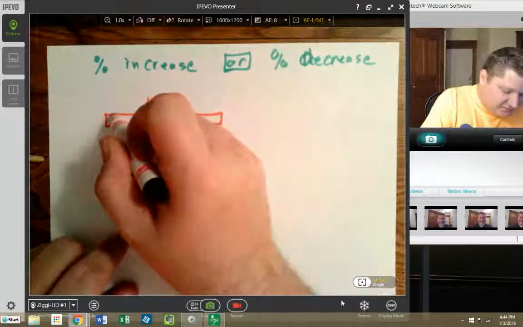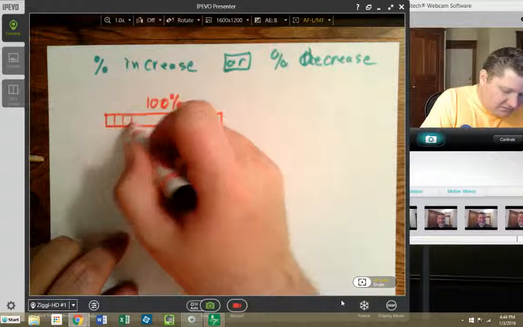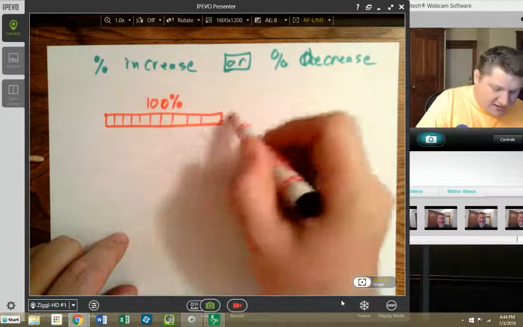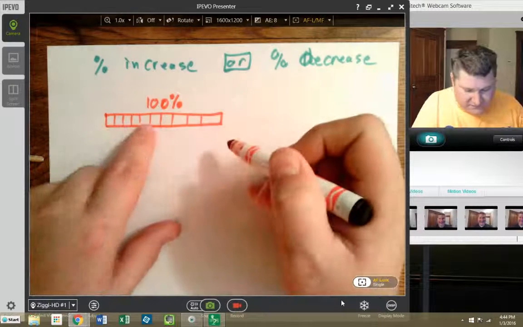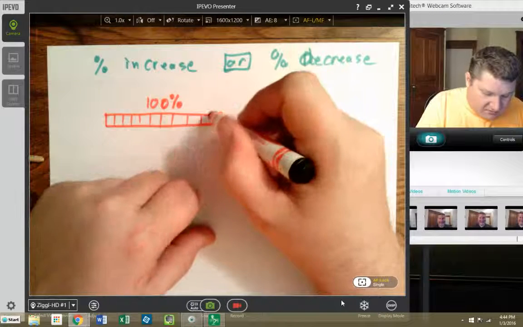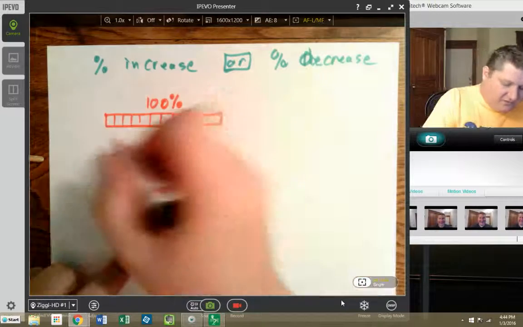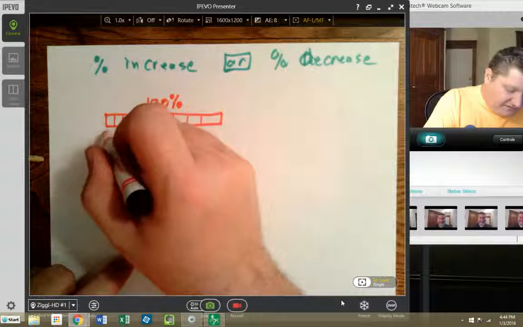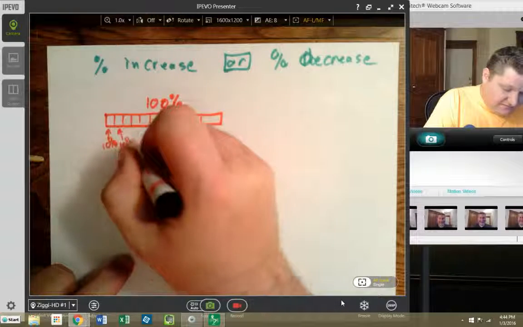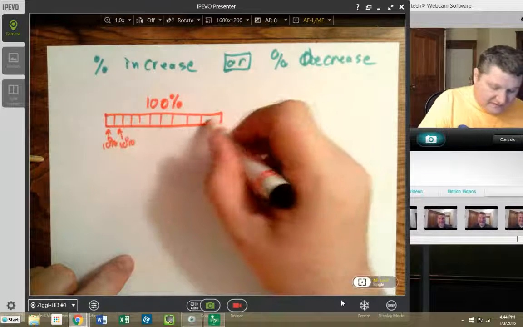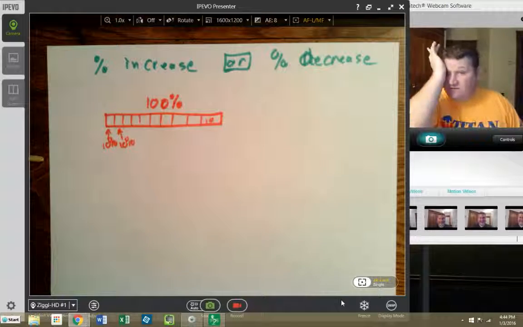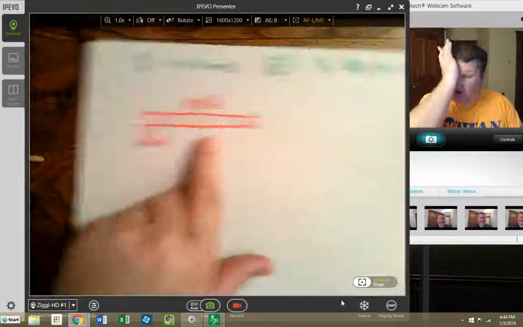Let's make this 10, 20, 30, 40, 50, 60, 70, 80, 90, 100. 1, 2, 3, 4, 5, 6, 7, 8, 9, 10. Okay, let's assume those are all even. So I have 10%, 10%, 10, 10, 10, 10, 10, 10, 10%. So together it makes 100%. Does that make sense, ladies and gentlemen? So we have 100% right here.